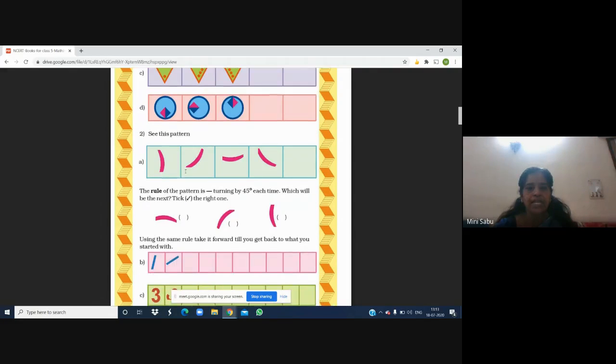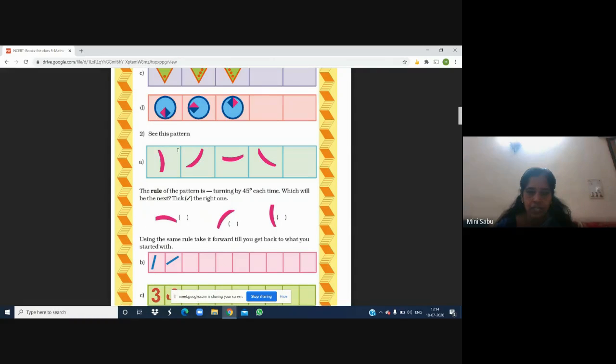And now, children, here also there is a change. See this pattern. When you open your book, you will get question number A. Here, what is written? F will be written. Here, some shape is written. Okay. Shape is made, but actually it is capital F.